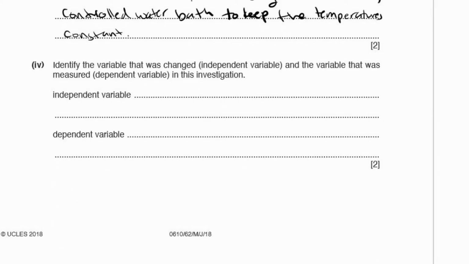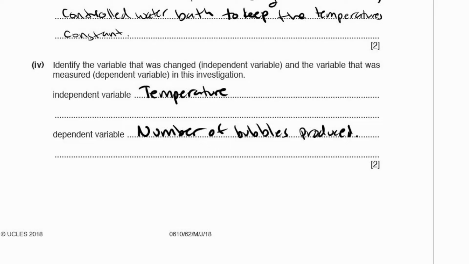4. Identify the variable that was changed, the independent variable, and the variable that was measured, the dependent variable in this investigation. Okay, so they changed the temperature from between 25 degrees Celsius and 50 degrees Celsius, and they measured the number of bubbles produced. They counted how many bubbles there were. So the temperature was what was changed, and the number of bubbles produced was what was measured.